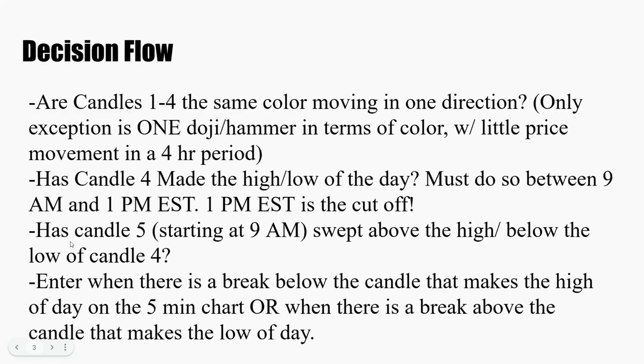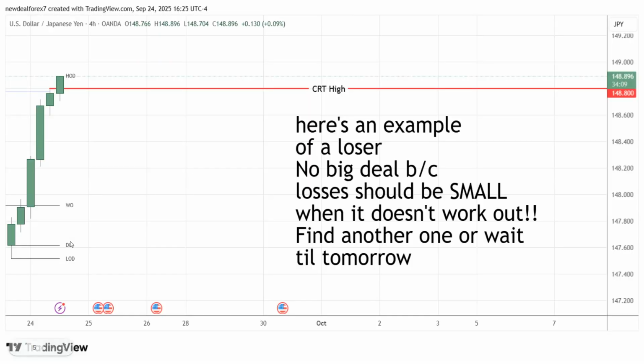That's just me. Okay. So I wanted to show you this as well because a lot of times people will show these examples and act like it wins 100% of the time. It does not. All right. So here's a very clear example of a loser. This is on dollar yen, where you have 1, 2, 3, 4 green candles.